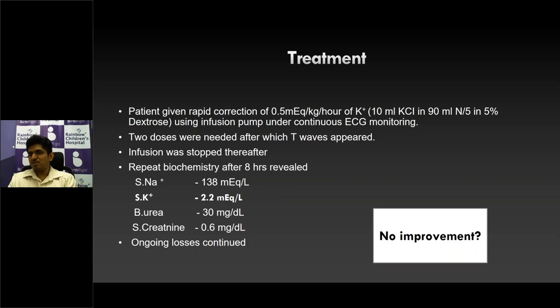We prepare a stock solution of 10 ml of KCl in 90 ml of NS or dextrose, and we are going to infuse it at the rate of 1.5 ml per kg per hour. This will correspond to a correction of 0.5 milliequivalent per kg per hour. The correction has to be given until the T waves appear. So after that, the infusion was stopped. The repeat potassium after 8 hours also revealed low serum potassium. Again, the serum potassium was only 2.2. So during this condition, we have to consider ongoing losses.